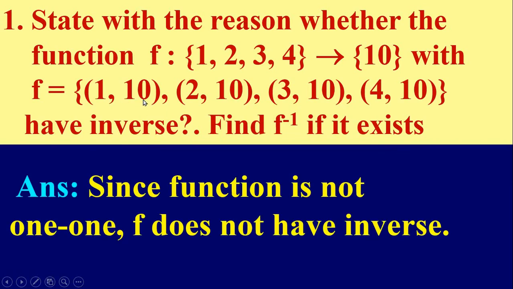Now here different elements have the same image. So 1 is related to 10, 2 is also related to 10, 3 is also related to 10, 4 is also related to 10. So different elements have the same image. So therefore this function is not 1-1. So since f is not 1-1, f is not invertible. So f inverse does not exist.